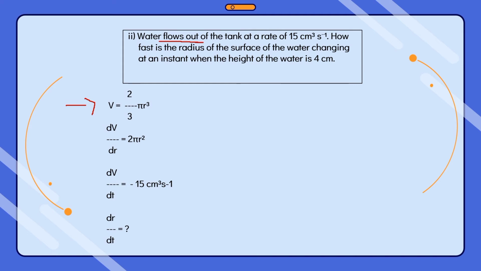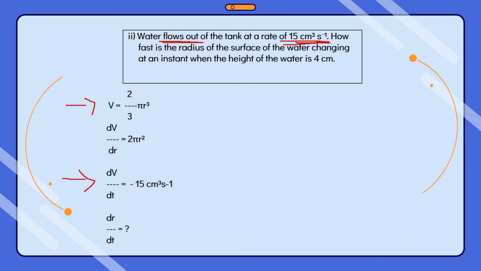Water flows out of the tank at a rate of 15 cm³ per second. In this part, you need to be very careful, okay? Because flows out means that the volume is decreasing, so we need to put a negative in front of the number. How do we know if this is the rate of change in volume or in area? You can simply look at the units. Based on this question, the unit is cm³ per second, which means the volume is changing over time. Hence this is dV over dt. The volume is changing per second, so we will have negative 15 cm³ per second.